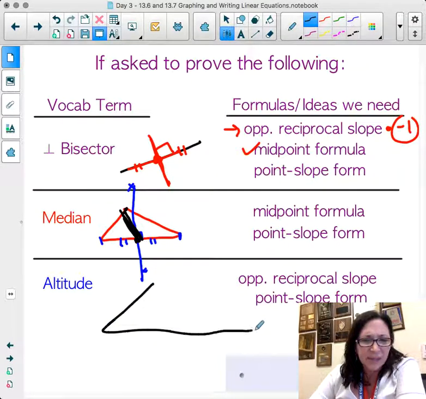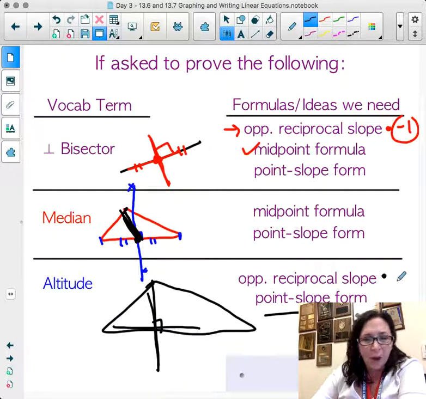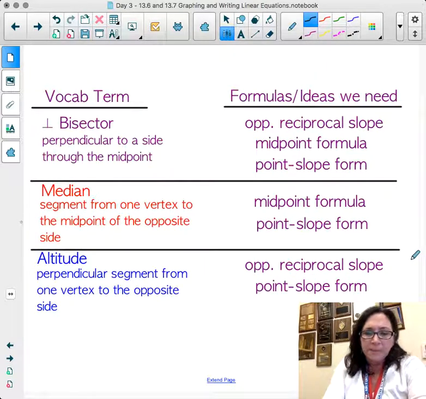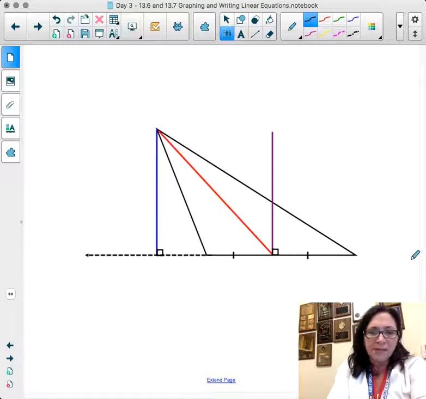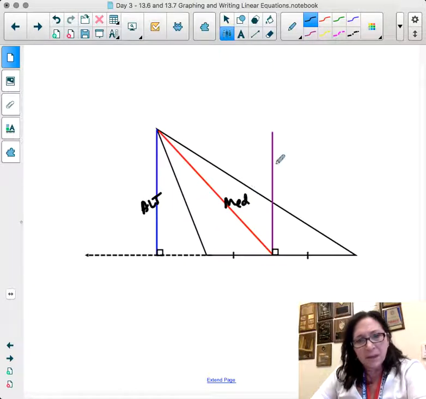Altitudes, lastly, always are perpendicular. They come straight down. So you want it in point-slope form, but you're looking for this perpendicular line, so again, you're looking for the product to multiply to be -1. Those are just examples of what these are. This is an altitude. This is a median. And this is a perpendicular bisector.